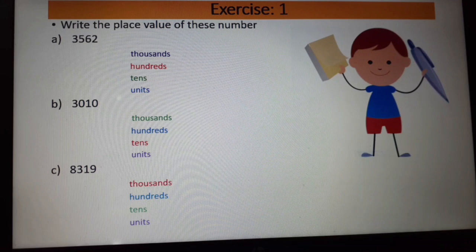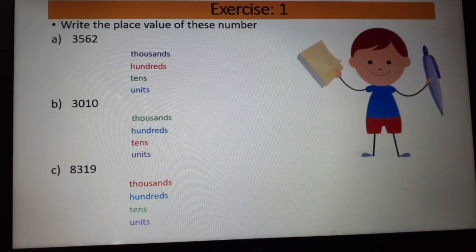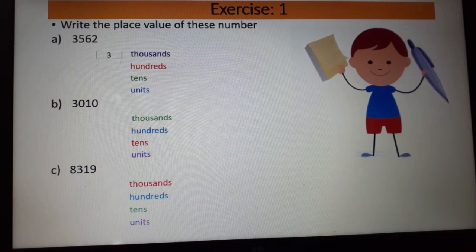3,562. Yes, 3,562. So what's the place value of 3 here? 3,000. Yes, very good. Then what is the digit in the place value of hundreds position? 3,500. So 500. Then 60.